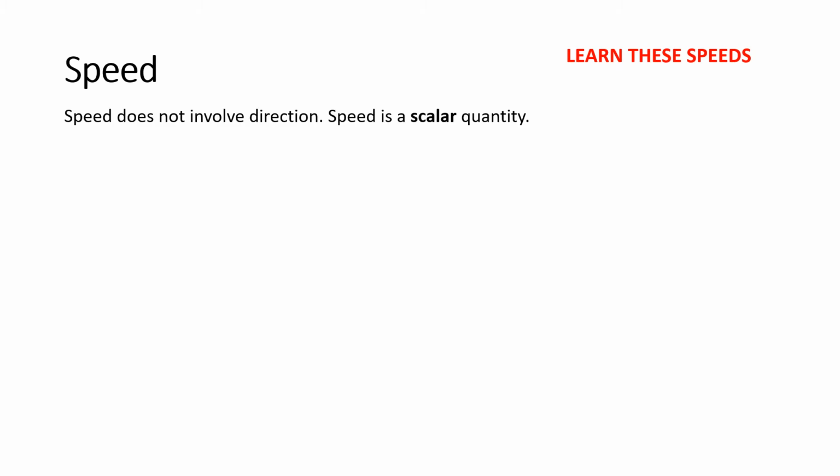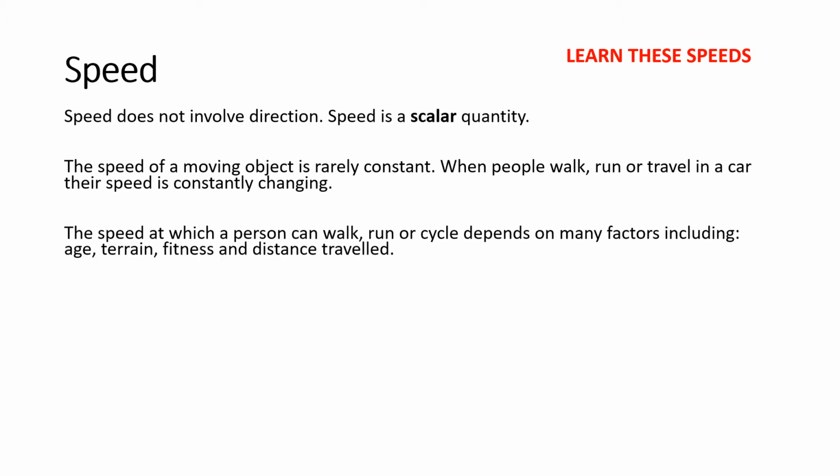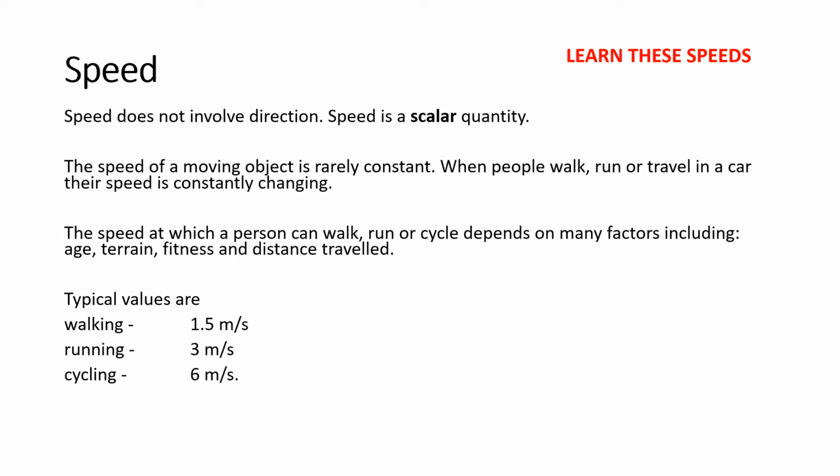Speed tells us how fast an object is moving, and it doesn't involve direction, and it's a scalar quantity. But the speed of a moving object is constantly changing. We need to know some typical values such as walking, which is 1.5 meters per second, running 3 meters per second, and cycling 6 meters per second. Another one you should be familiar with is the speed of sound in air, which is 330 meters per second.